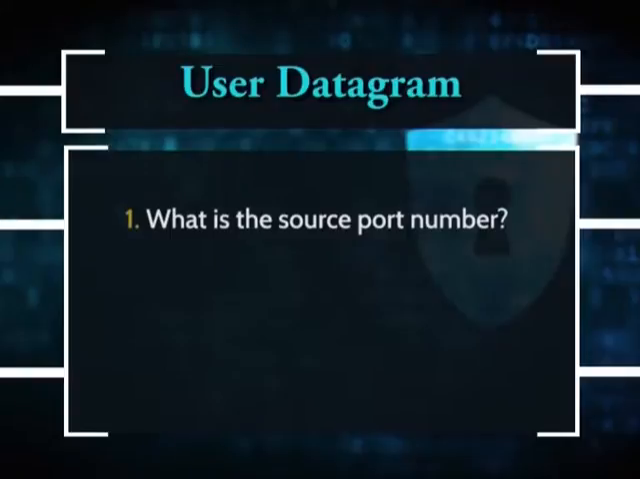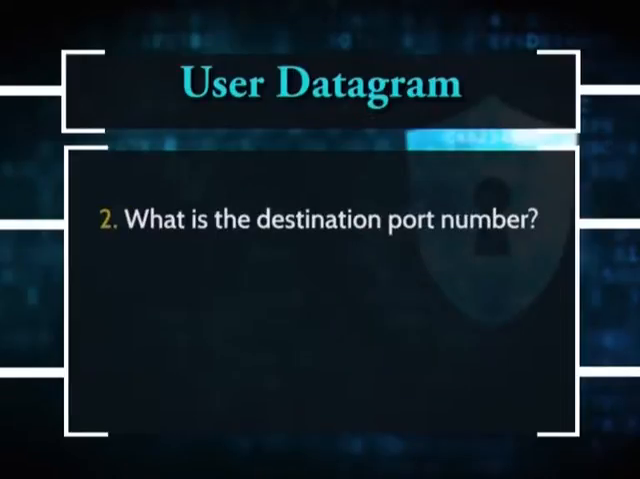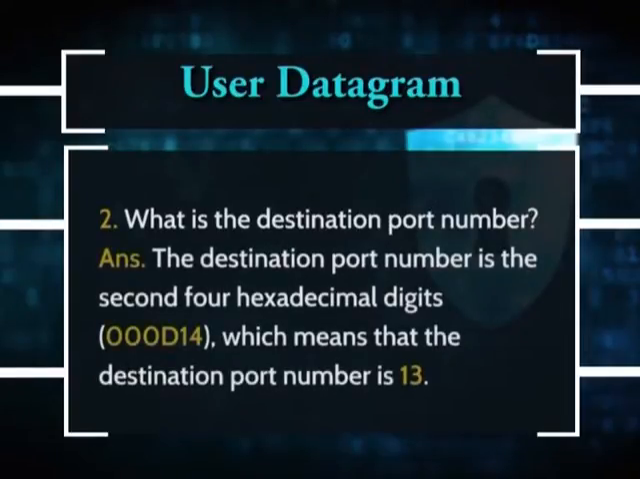First question, what is a source port number? The source port number is the first 4 hexadecimal digits, CB84, which means that the source port number is 52100. Next question, what is a destination port number? The answer is that the destination port number is the second 4 hexadecimal digits, 000D, which means that the destination port number is 13.